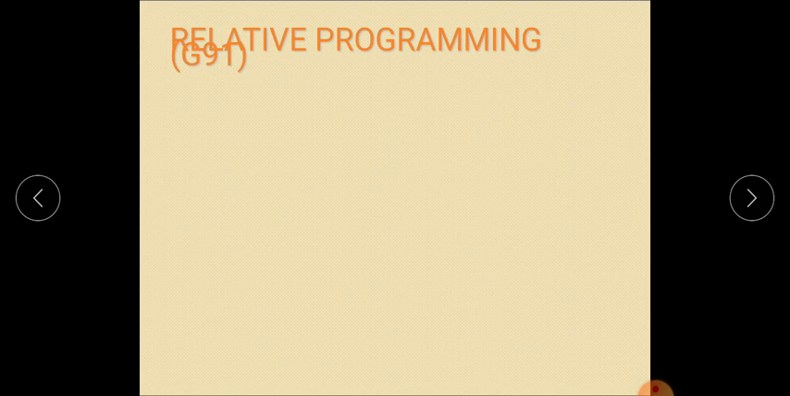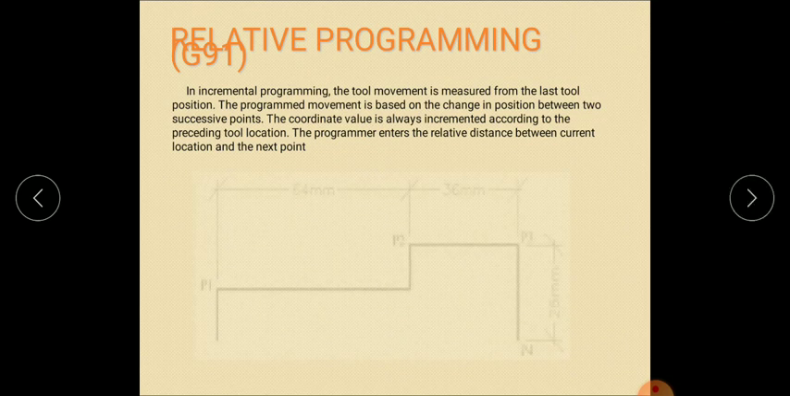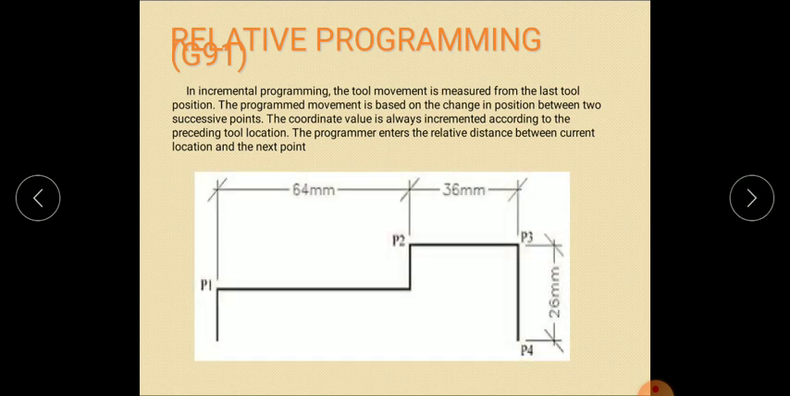Next one, relative programming. Relative programming is identified by G91. That is the part program. This is the figure which shows relative programming. In incremental programming, the tool movement is measured from the last tool position. The program movement is based on the change in position between two successive points. These are the two successive points, point 1 and point 2. Here the incremental programming is nothing but the relative programming.